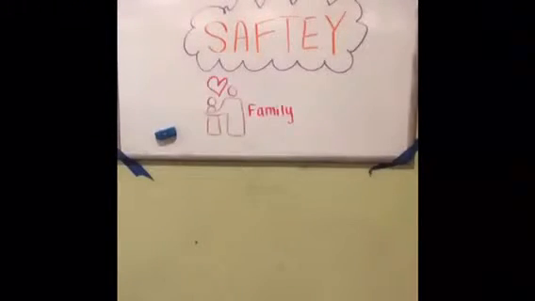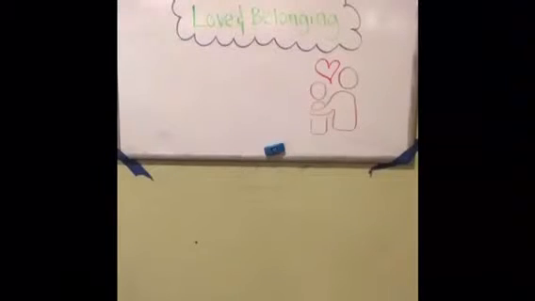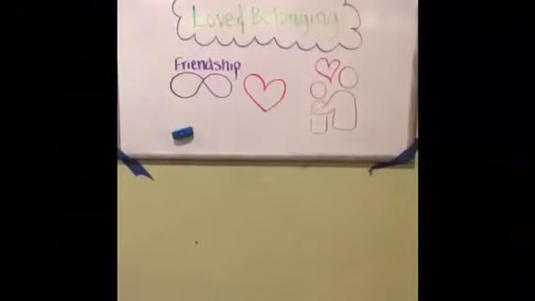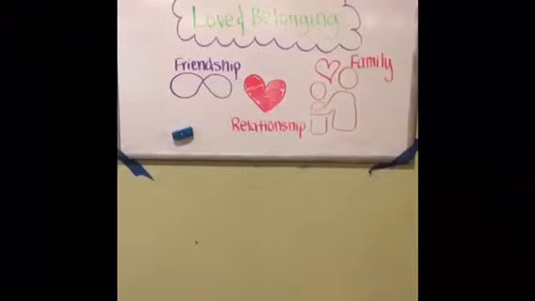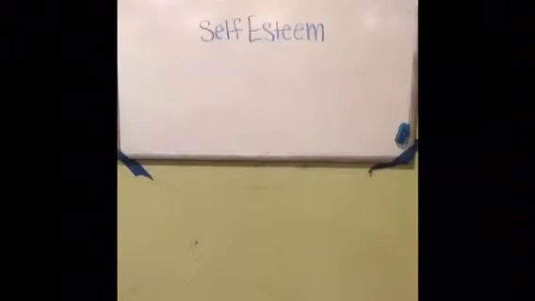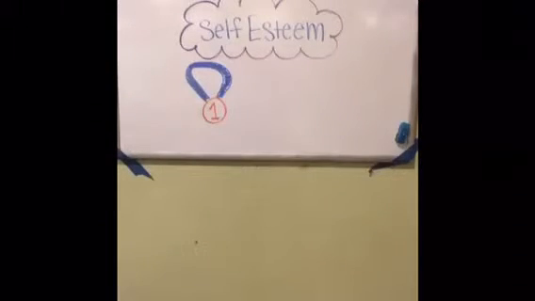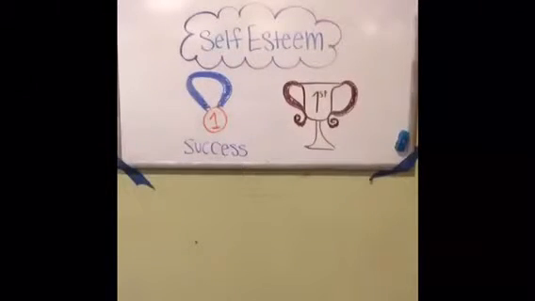The second part is safety, something like family, money, a home, a place where we can feel secure. Love and belonging, that's the third part. Friendship, family, and relationships are all very important to this step. The fourth step, self-esteem. This is important to help us feel secure, as if we have achieved success. It helps us feel like us.